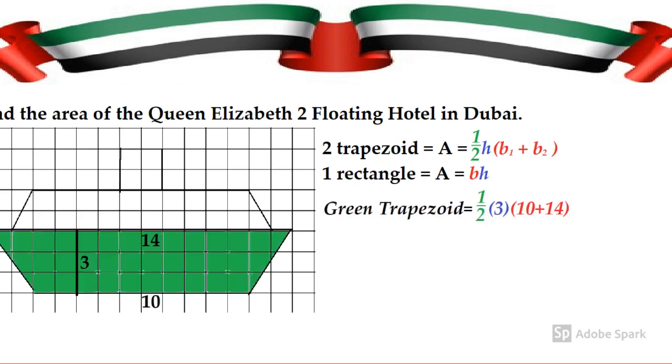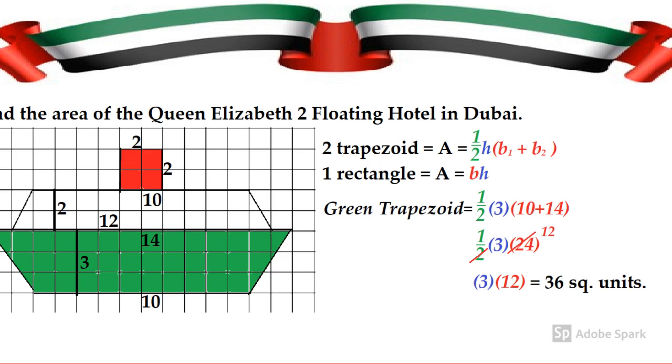By counting the square units of the green trapezoid, we find that the height is 3, base 1 is 10, and base 2 is 14. Substituting these values in the formula, 1/2 times 3 times (10 plus 14). Simplifying 10 plus 14, it is equal to 24. We can right away cancel 2 and 24 because they have a common factor of 2.